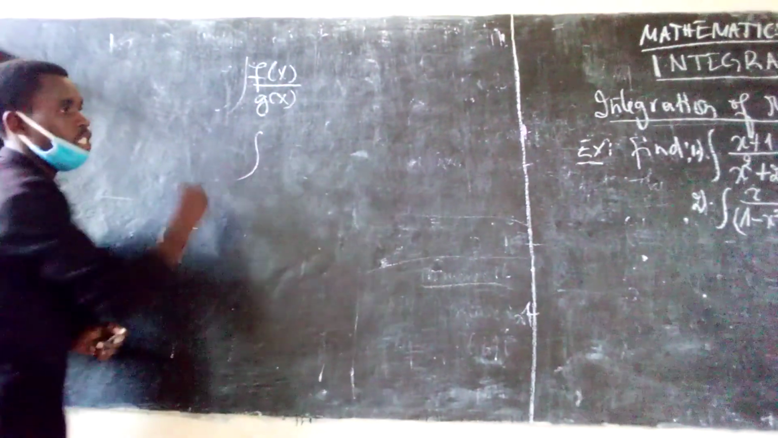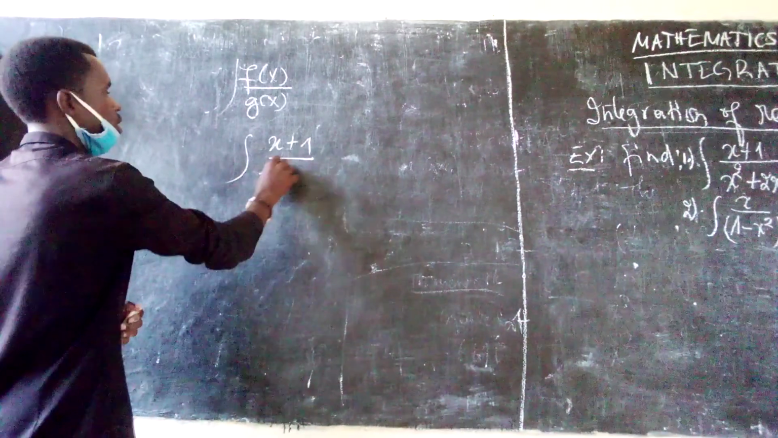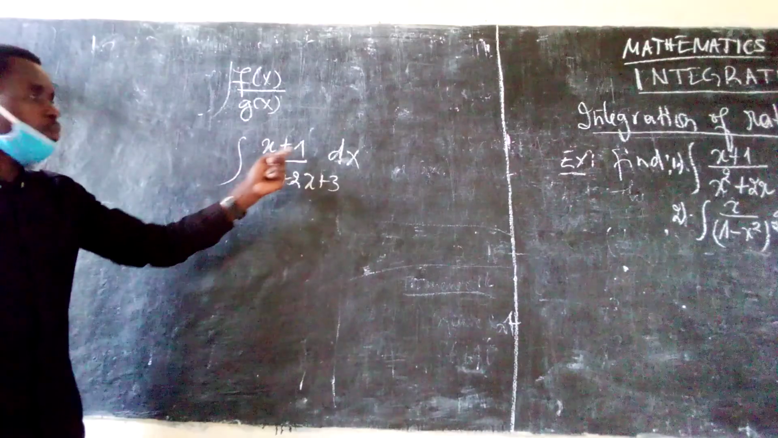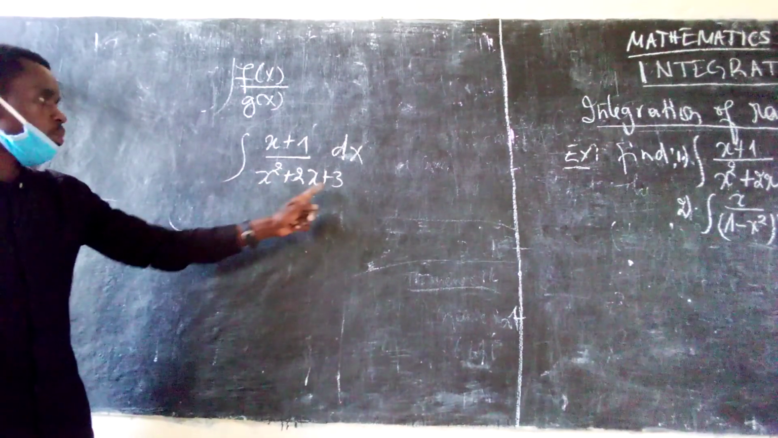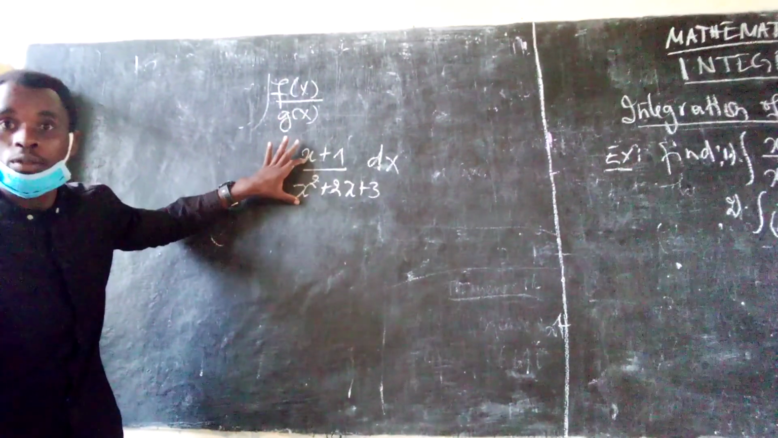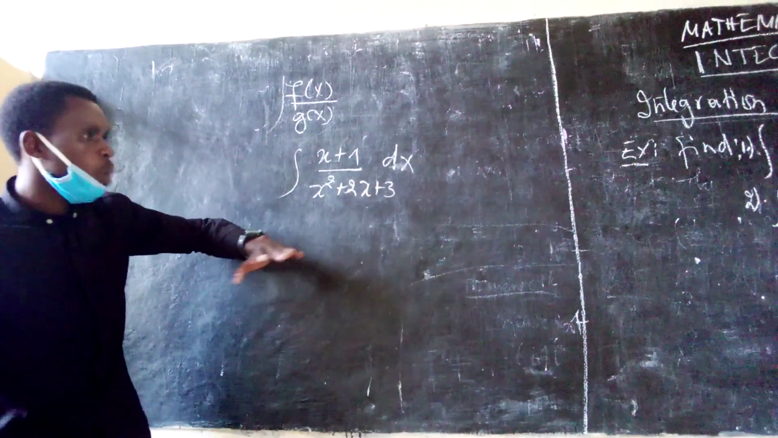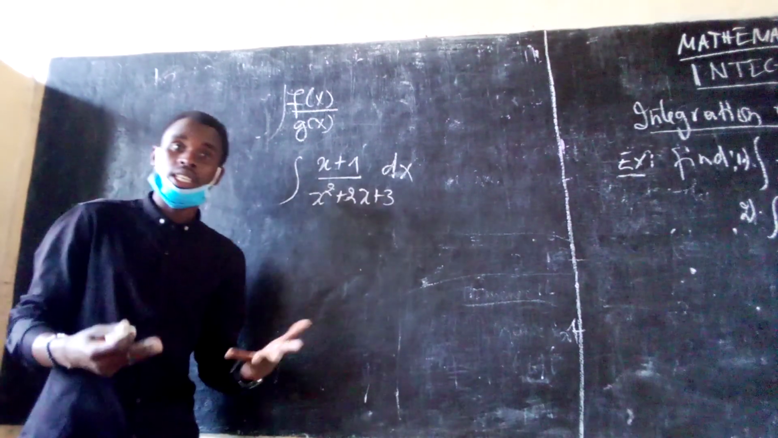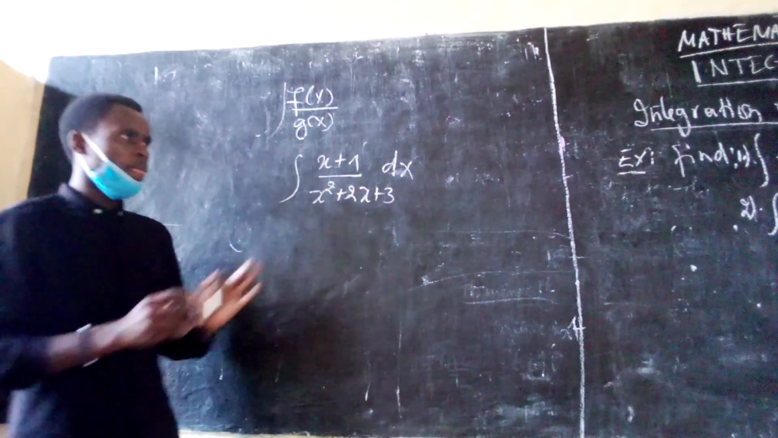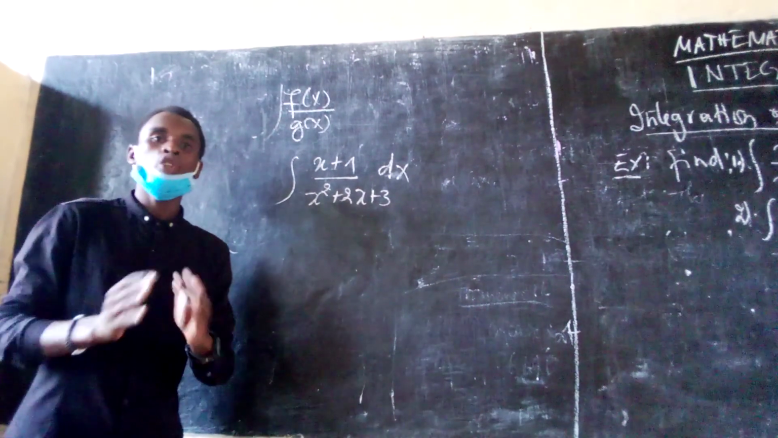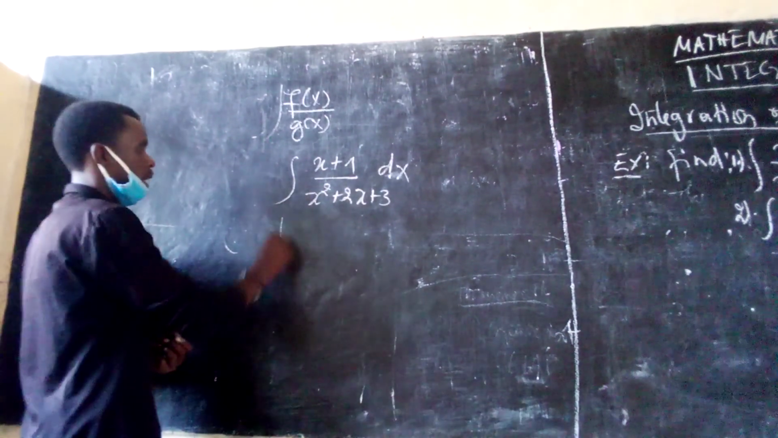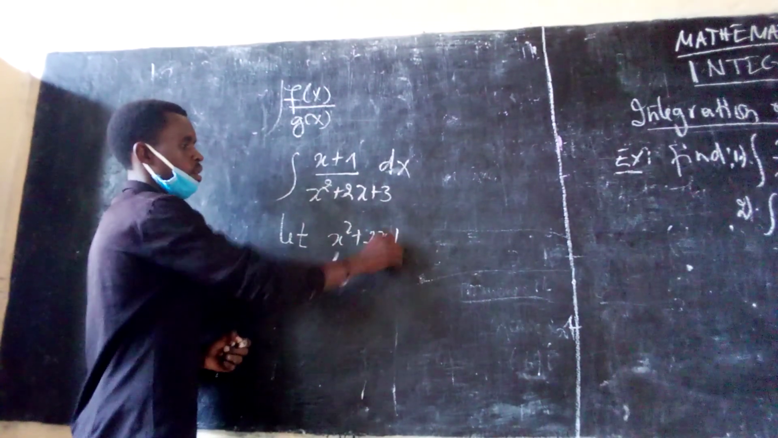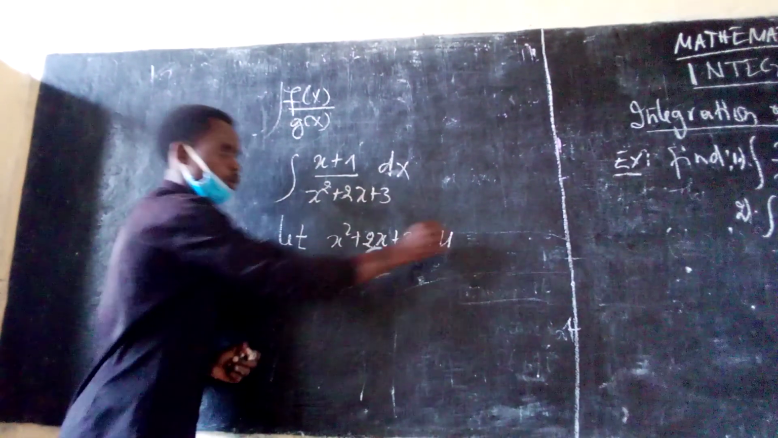We've been asked to find the integral of (x plus 1) over (x squared plus 2x plus 3) dx. Take x plus 1 as f of x and x squared plus 2x plus 3 as g of x. We have a fraction of two functions, so we check whether there is a relationship between the derivative of the denominator and the numerator. To apply this technique, it's better to assume the denominator x squared plus 2x plus 3 to be u, for instance.